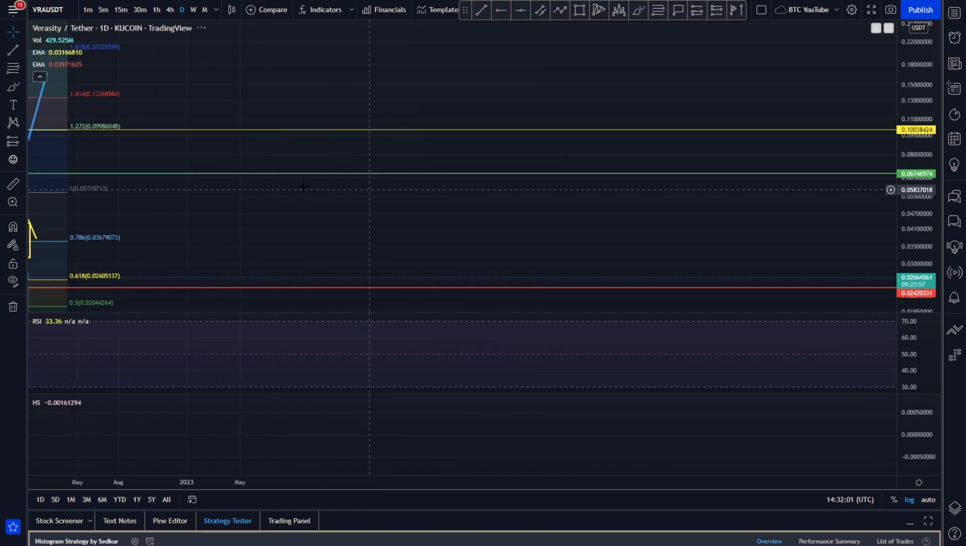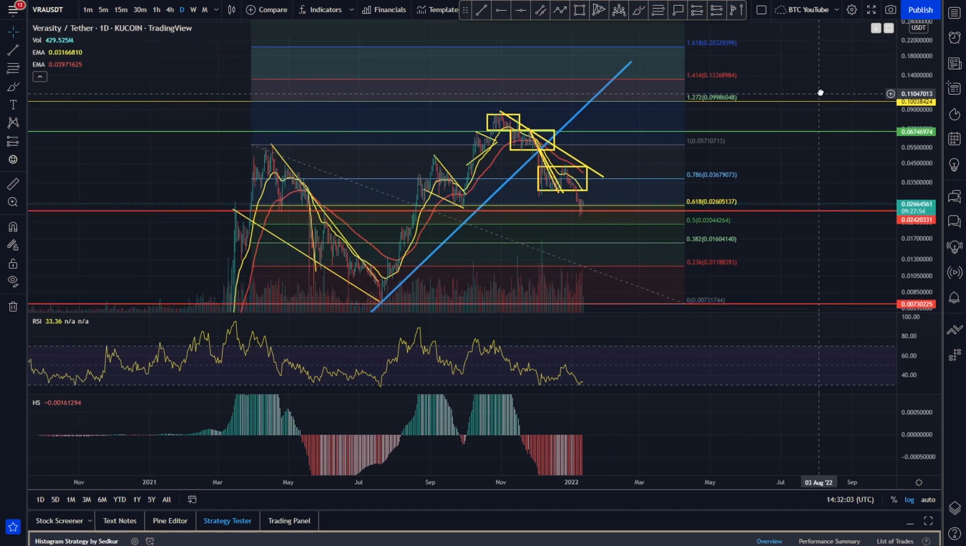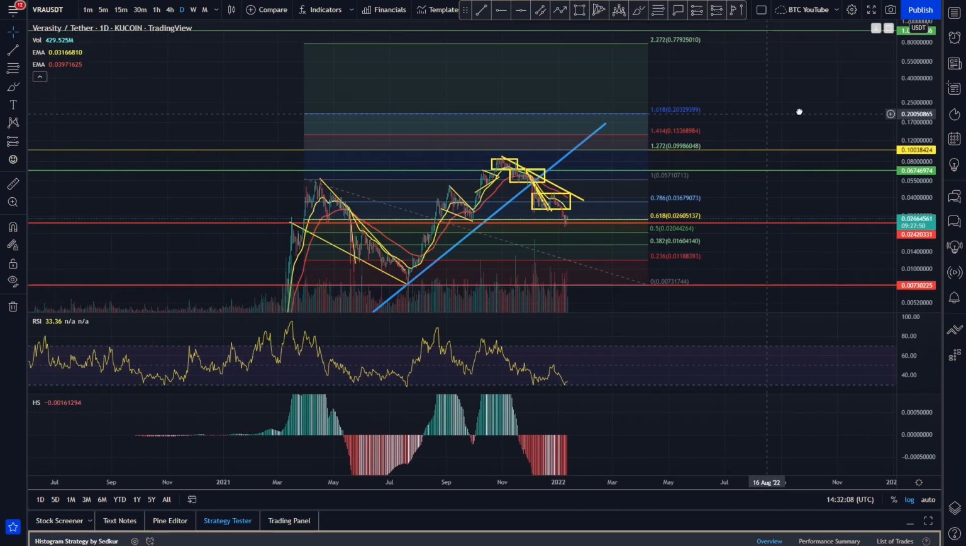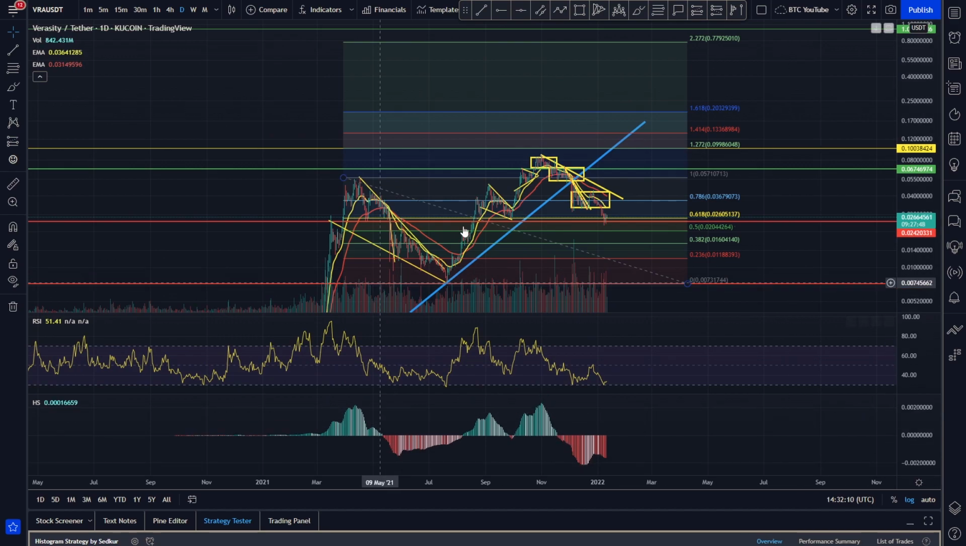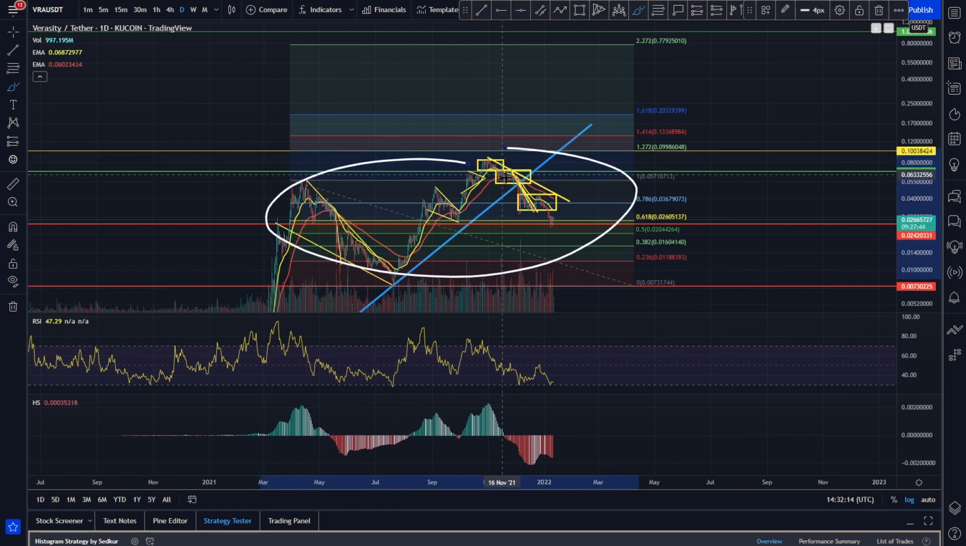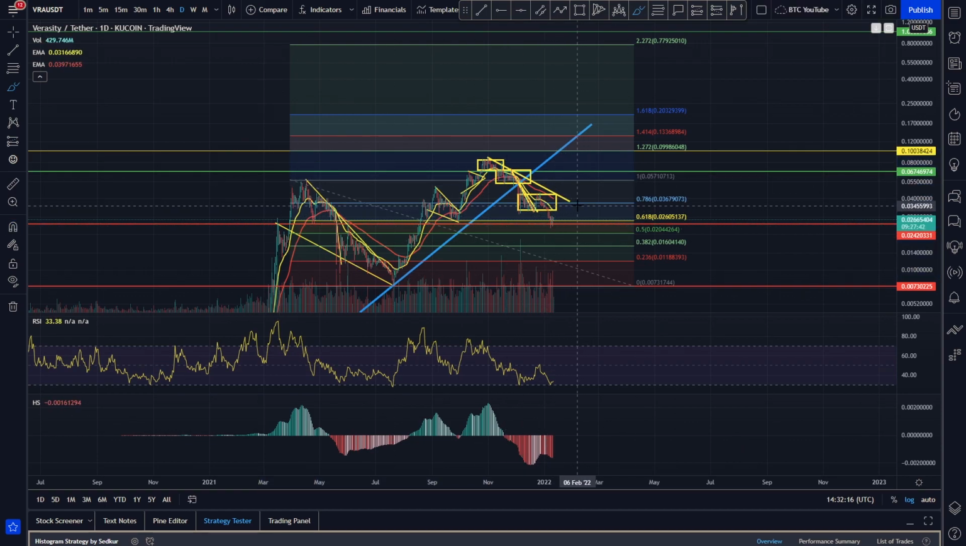So as we said, we do think Verasity is a quality project, isn't it? And even though it looks bad in the short term, in the long term we think 50 cents to $1 is very, very achievable. In our opinion, based on what we've been seeing, it's getting horribly oversold right now. We're expecting at least a bounce back towards the 0.78 pretty soon, coming up to around 3.6 cents there.